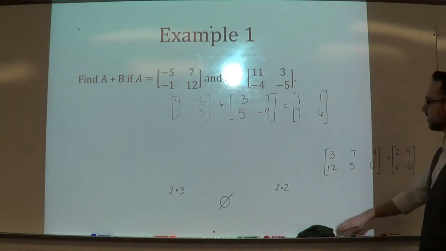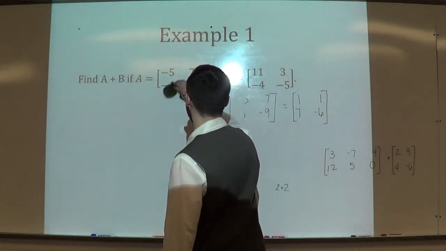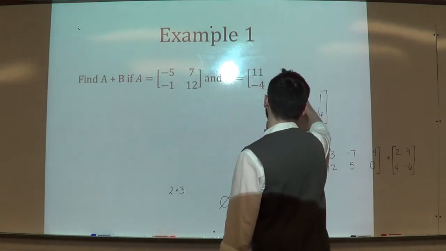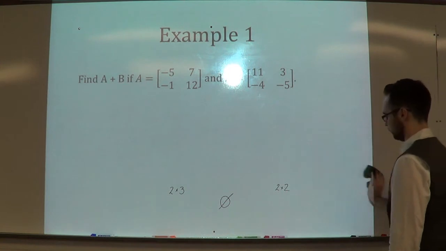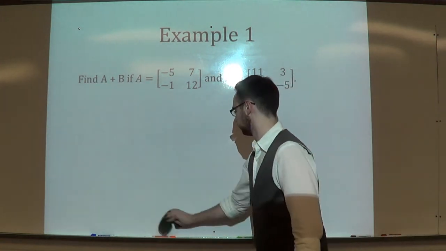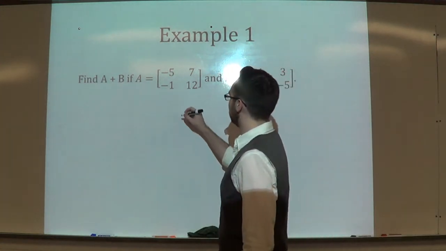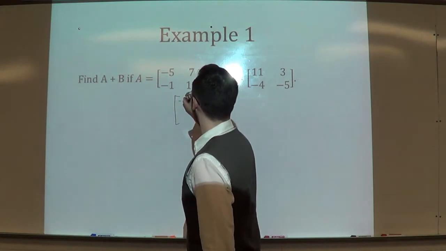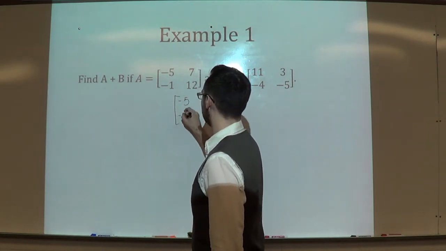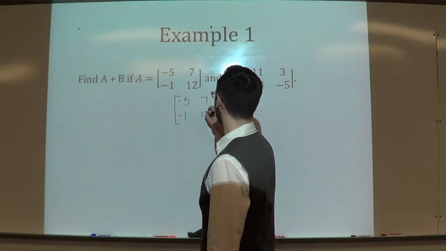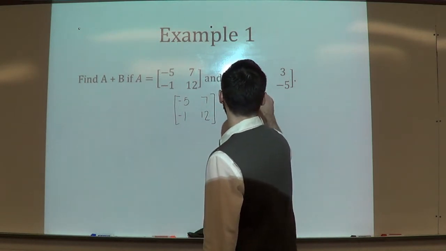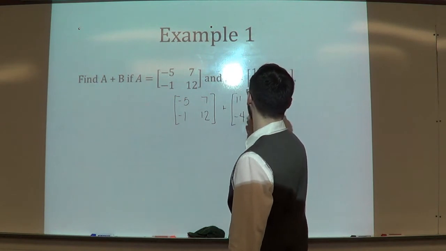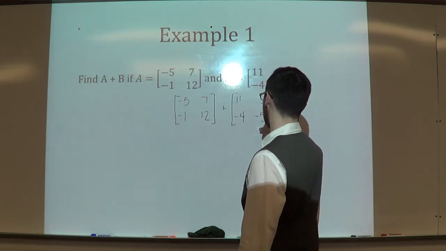Alright, so here's part C. We're going to go ahead and do this one more time with ones that actually do work. So we have A plus B, so we're going to have negative 5, 7, negative 1, and 12, plus 11, 3, negative 4, and negative 5.